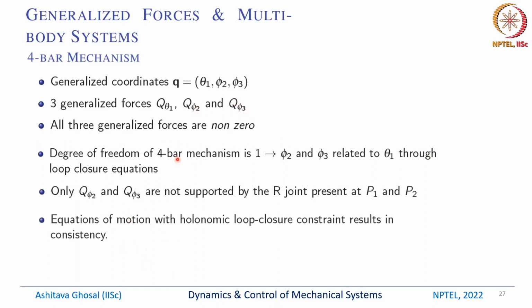So the equation of motion with these loop closure constraint equations will ensure consistency, that we have only one actuator which corresponds to theta 1. There are no actuators corresponding to phi 2 and phi 3 because we cannot have more than one actuator in a four-bar mechanism. It has only degree of freedom 1. So the apparent inconsistency that Q phi 2 and Q phi 3 are non-zero will be sorted out when we derive the equation of motion and take into account the loop closure constraint equations.